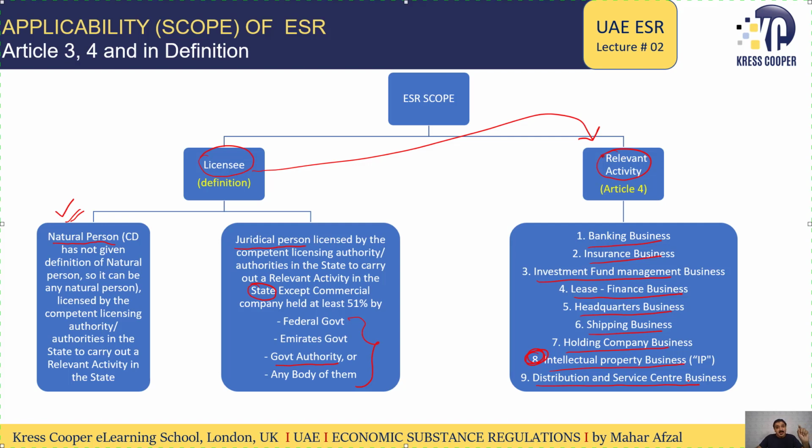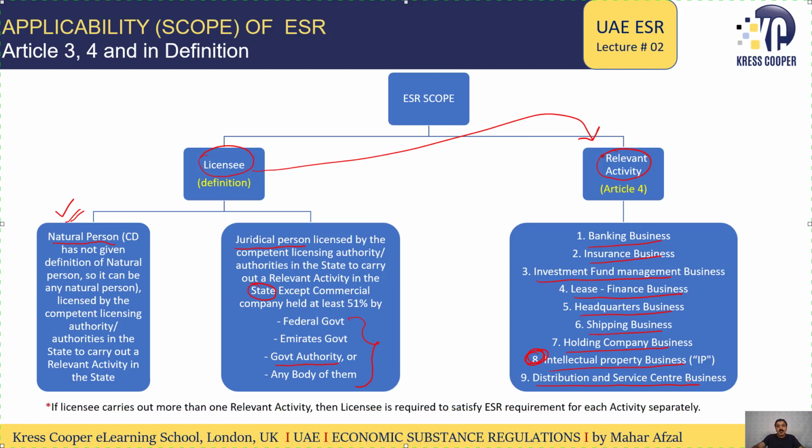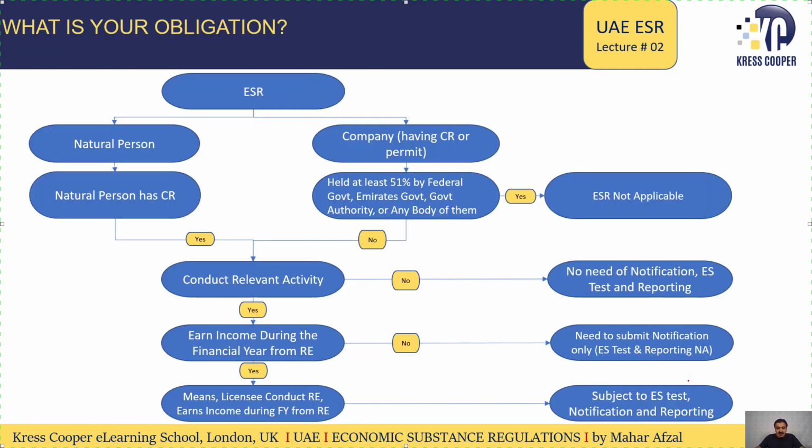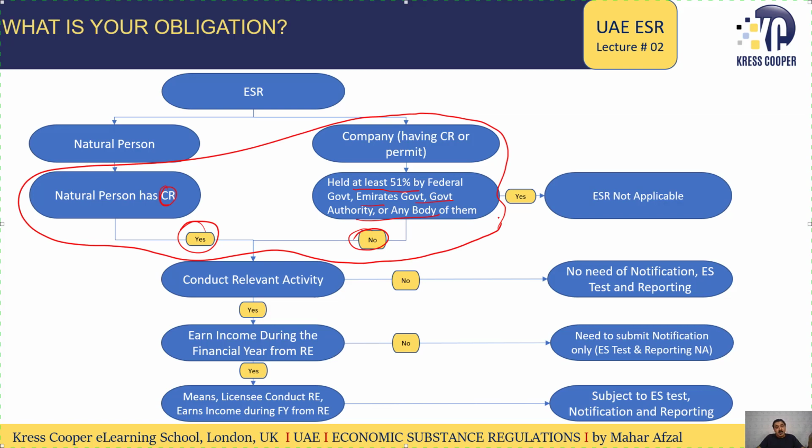One more thing, it has been discussed in the definition. They said licensee who is earning income from the relevant act. They are asking earning income. If licensee is not earning income, what will be the implications? If licensee is not conducting the relevant activity, what will be the implications? If the licensee has not done any activity during a specific period, what will be the implication? So this all has been covered in our next slide. So all these questions we can discuss in this slide.